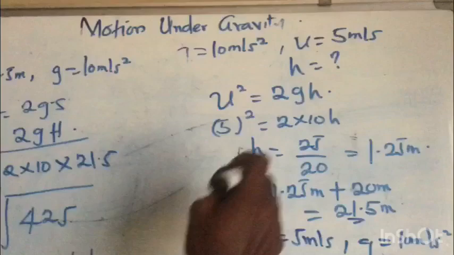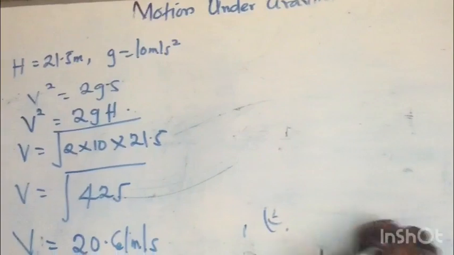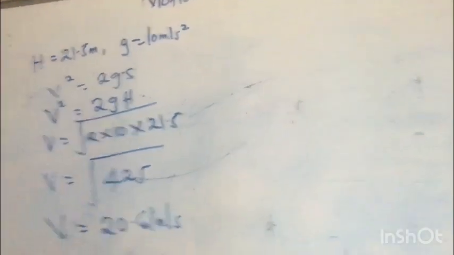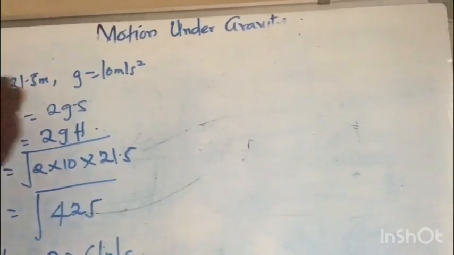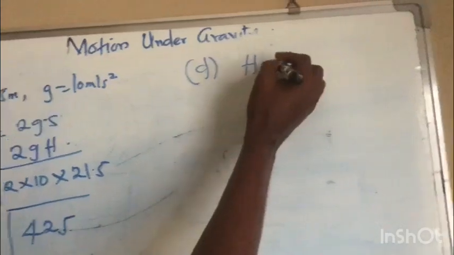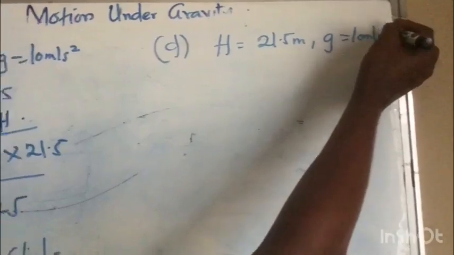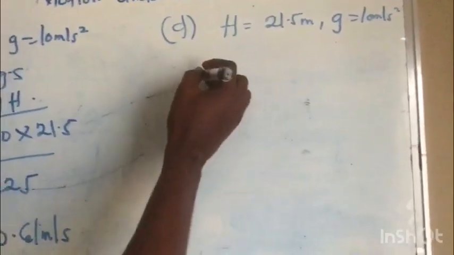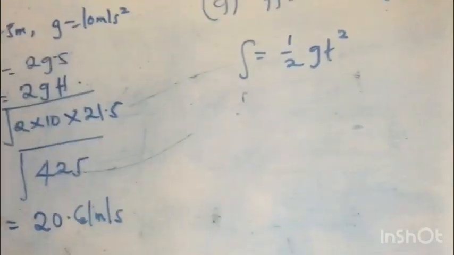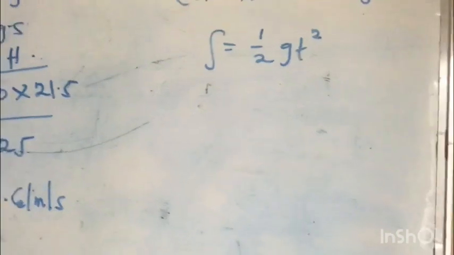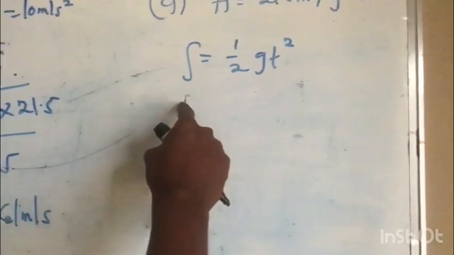And the last part of the question asks for the time taken by the ball. Since we know the total height from the maximum height, the maximum height is still 21.5 meters, and we still know our g to be 10 meters per second squared. Don't forget, for downward motion, s is half gt squared. We want the time taken by the ball to reach the ground.